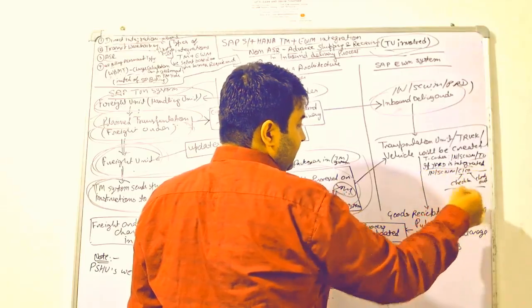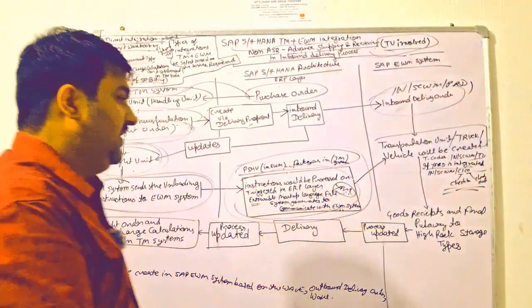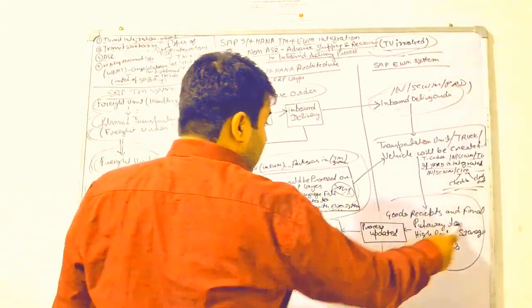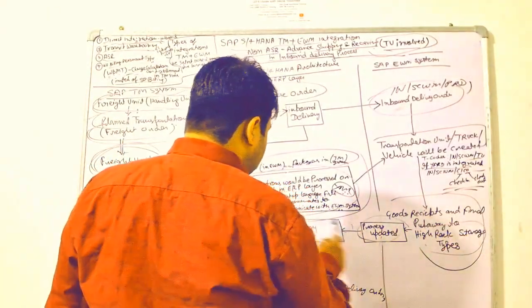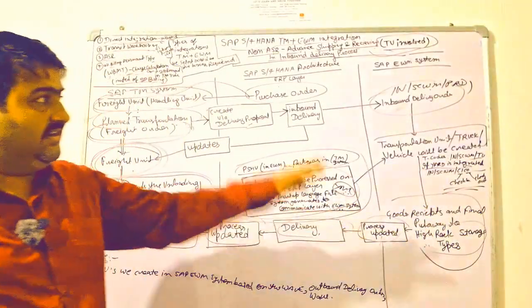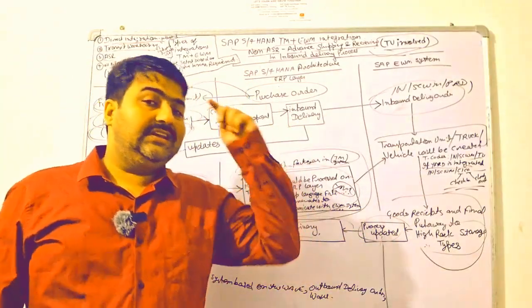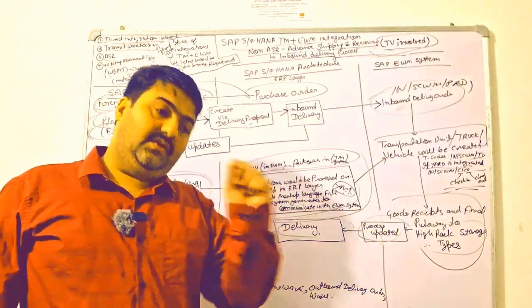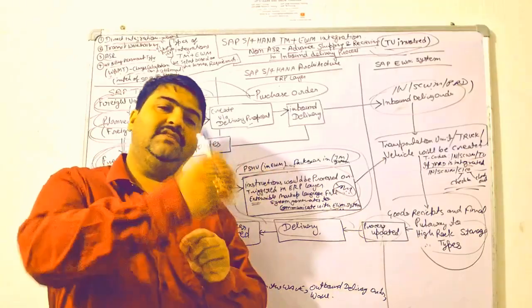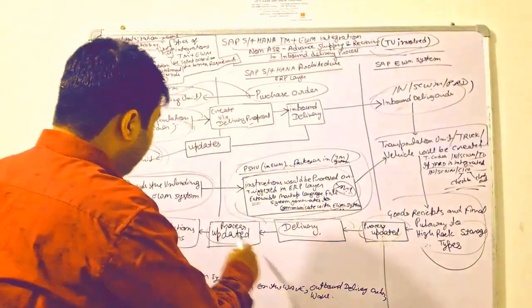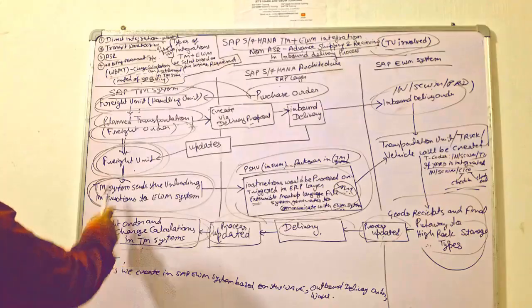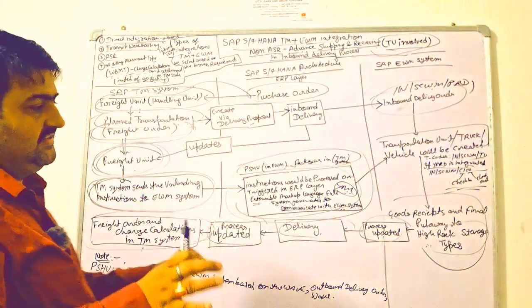If we have the yard, we link the yard with the check-in/check-out. Then we have the goods receipt and final putaway, or high rack storage type. Then the delivery process is updated. After the process is completed, the EWM system acknowledges back to the TM system that the work has been completed successfully. Then the freight order and charge calculation in the TM system would be completed. So this is the flow, and these are the basic instructions.